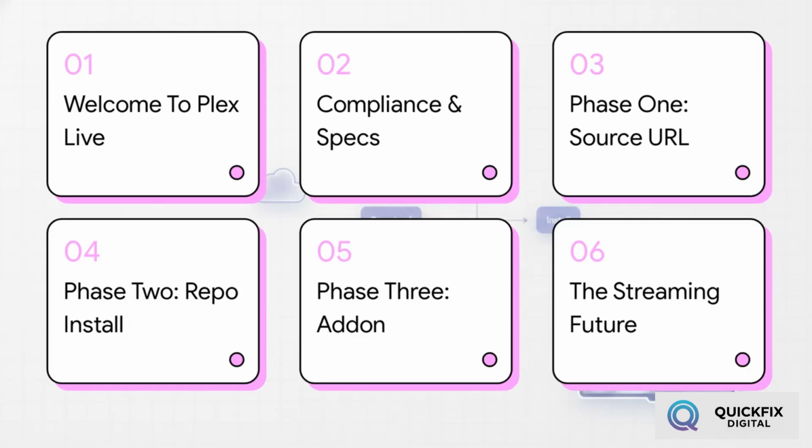Here's our game plan for today. We'll start with a welcome to Plex Live, hit the compliance and add-on specs, and then move through 3 simple phases. Phase 1 is the source URL, Phase 2 is the repository installation, and Phase 3 is the add-on installation itself. Finally, we'll wrap up with a look at the streaming future.